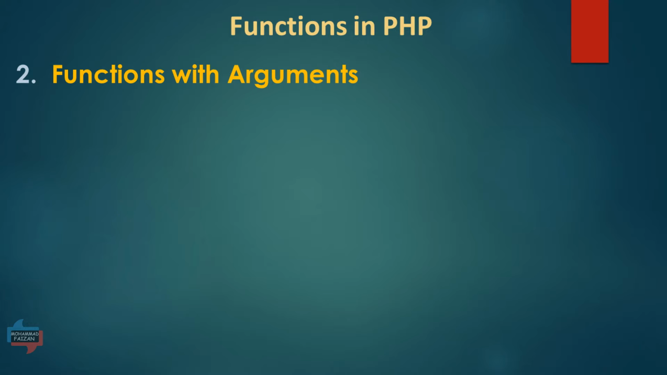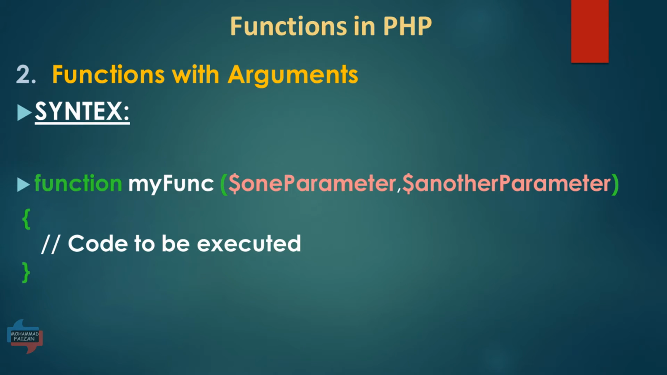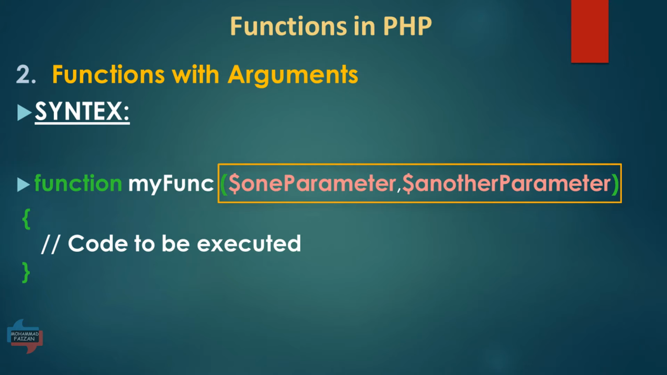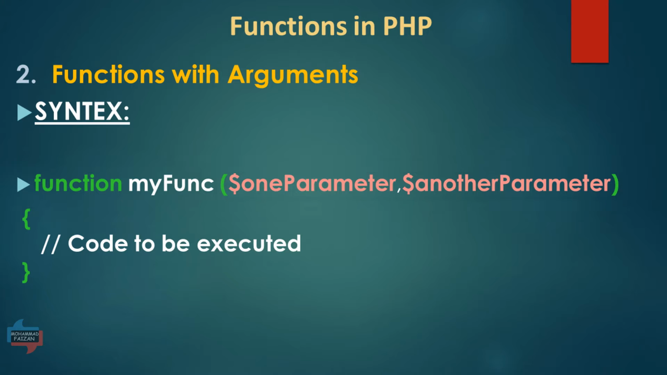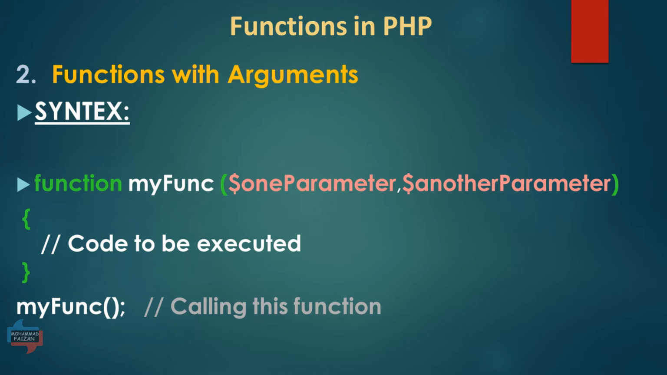Function with arguments, syntax. You can see here the function name is myfunc, and in myfunc I declared two parameters, one parameter and another parameter. In the open and close braces we can write code to be executed, and we can call this function this way.